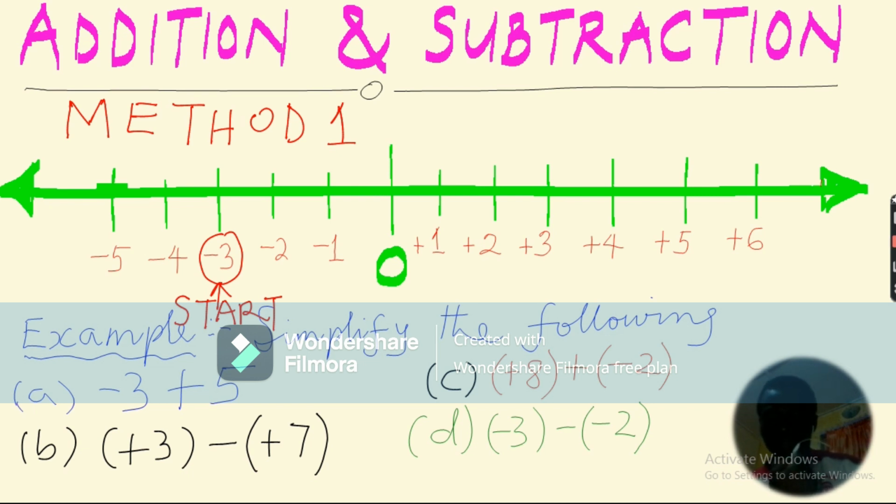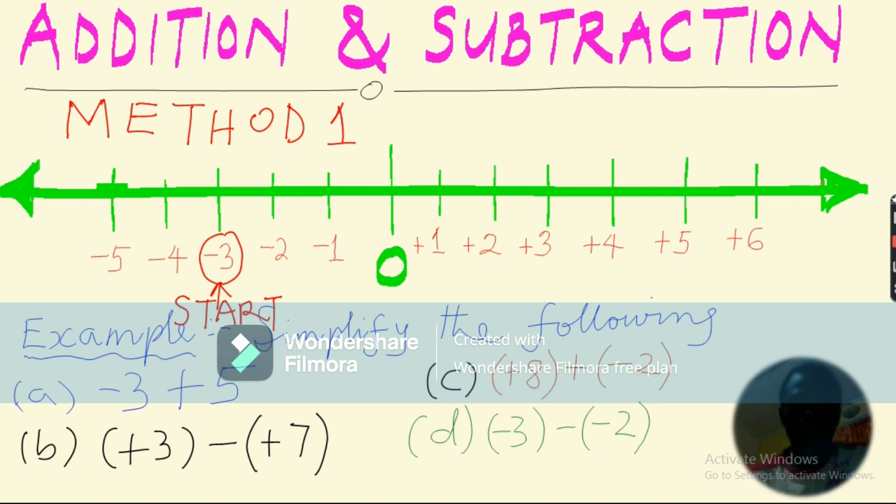Also, if you are to add a negative number, it's also equivalent to saying you are subtracting a positive number. If you have to do any of this, you have to move to the left. So let's use that idea. Don't forget, we have started with -3, but we are adding a +5. That means I have to go to the right 5 times.